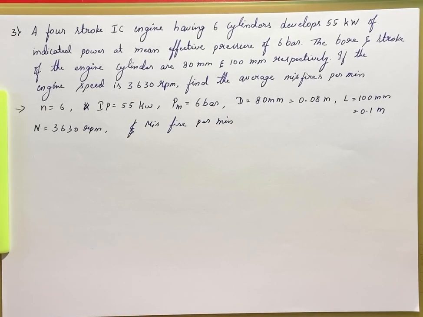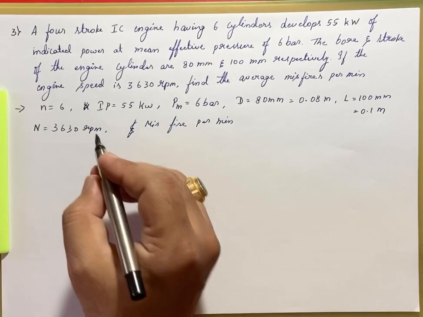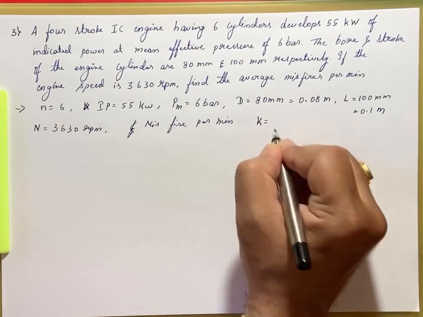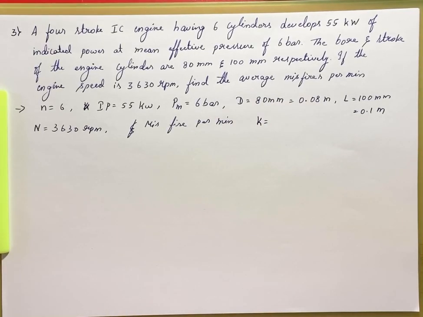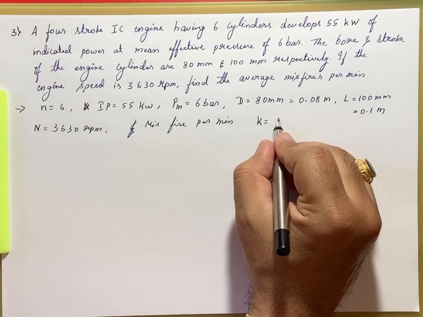Right, to find out misfire per minute here. Now to find out this misfire, what we'll do is find out the number of fires per second. Here he has not given the value of k, so I'll assume the value of k is 1.